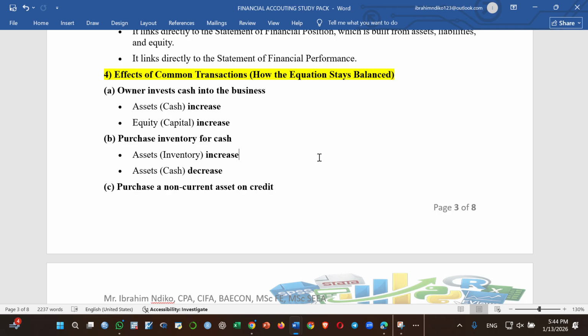Number two, when we purchase an inventory for cash. So when we purchase an inventory, it means our inventory will increase. So we increase the asset, but our cash, we pay through cash. So cash reduces, so we decrease our cash.